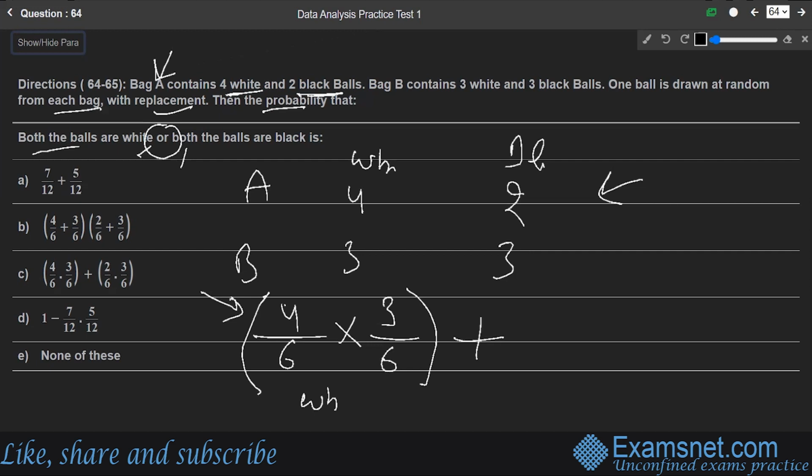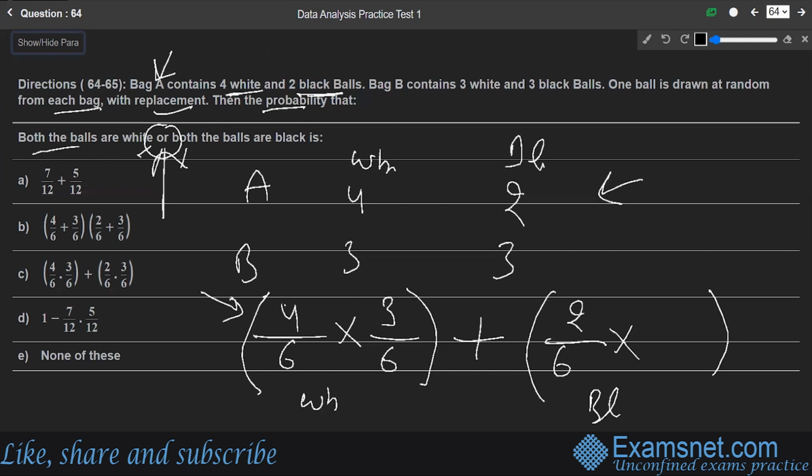Plus either both, because he has said or. So either both white or both black. Now we'll make the case for both black. Clearly, the first ball will come as black from the very first bag. How many black balls are there in the first bag? 2. Out of 6 total, so 2 by 6. That is the probability, multiplied by the second bag also giving a black ball.